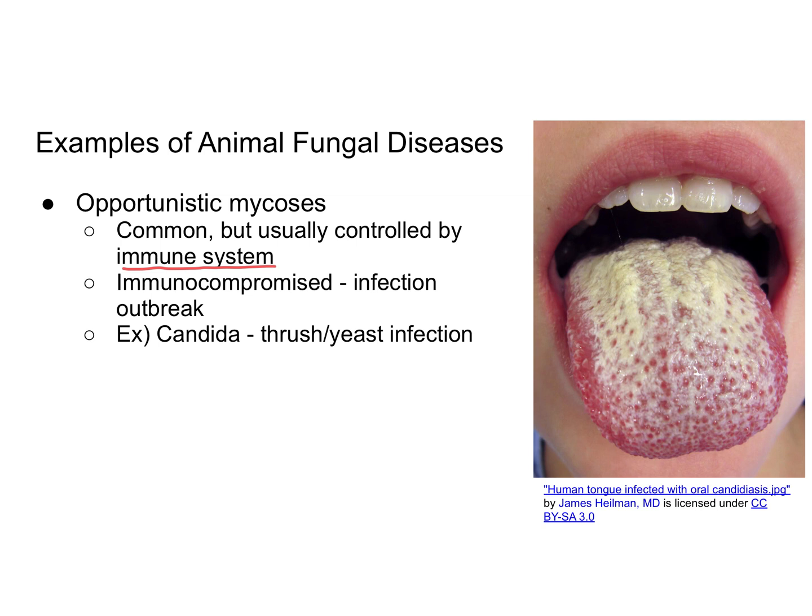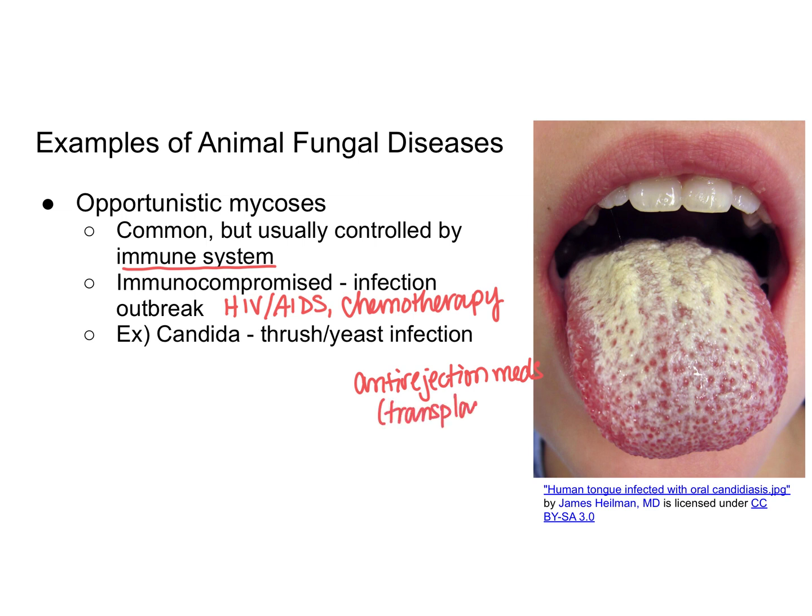Some examples of immunocompromised individuals could be individuals with HIV and AIDS, individuals on chemotherapy, individuals on anti-rejection meds. This would be due to receiving a transplant, like a heart or kidney transplant. These infections can also break out after someone takes antibiotics. And that's because antibiotics kill off the bad bacteria, but sometimes they also kill off the good bacteria.